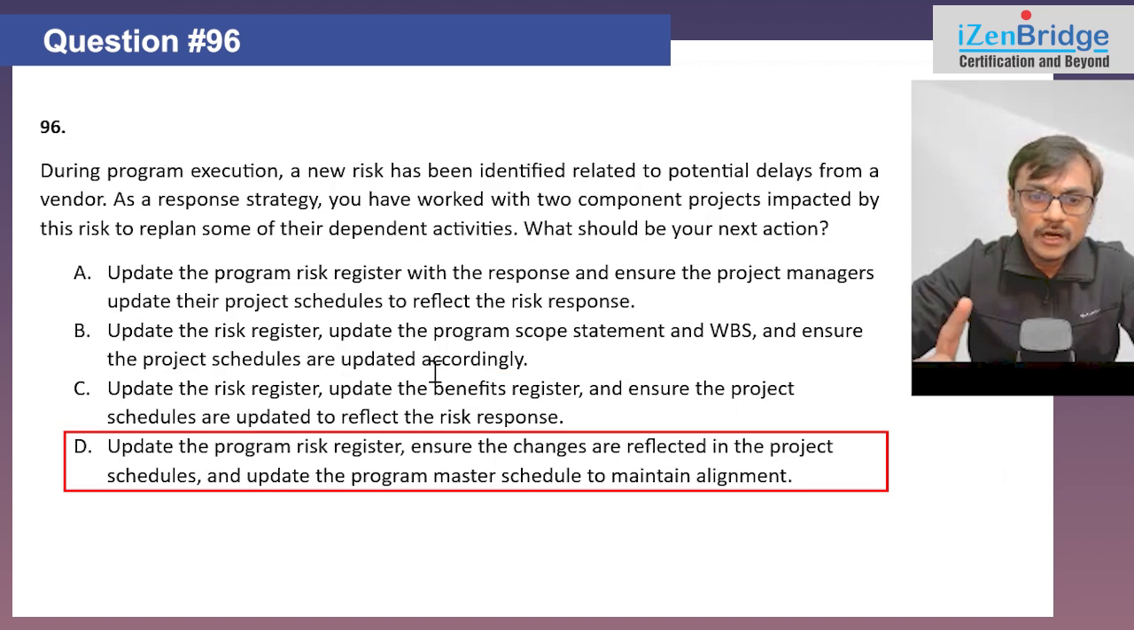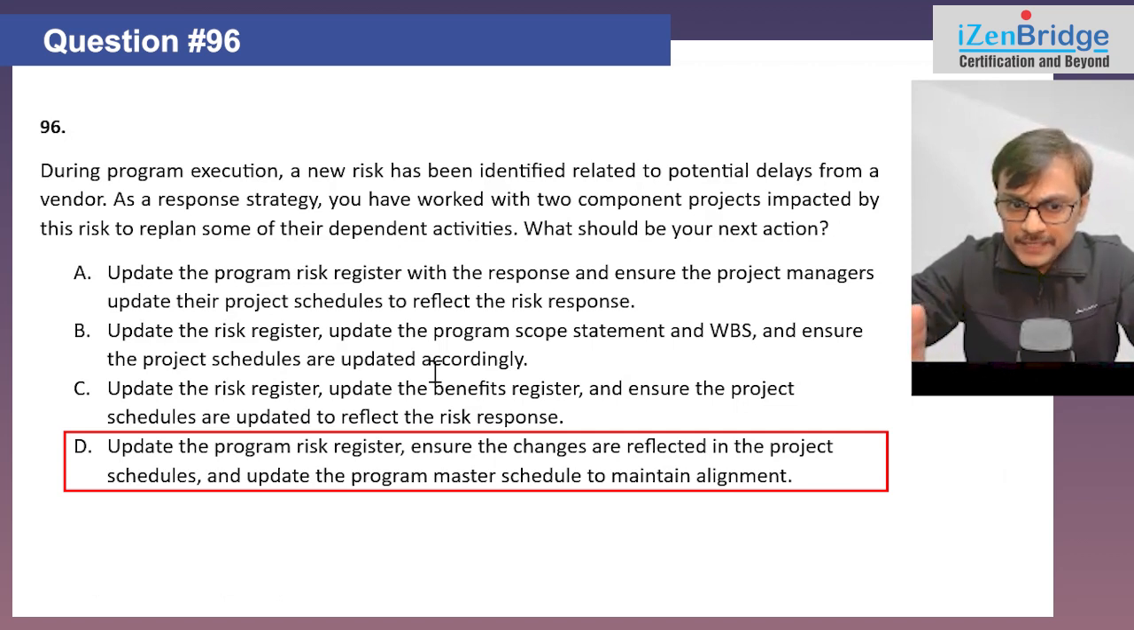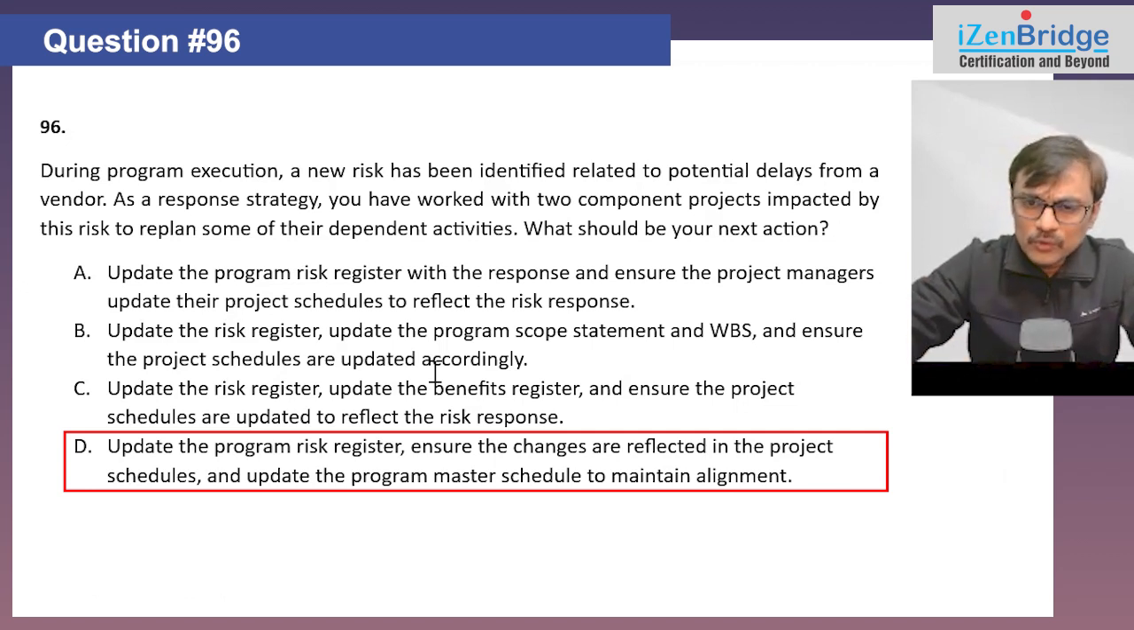Let's see option D. Update the program risk register, ensure the changes are reflected in the project schedule, same as A, and update the program master schedule to maintain alignment. That looks better. So option B I can ignore because of updating scope. Option C I can ignore because of the benefits register. Now between A and D, definitely D is talking about more relevant things getting updated. I can go with that.